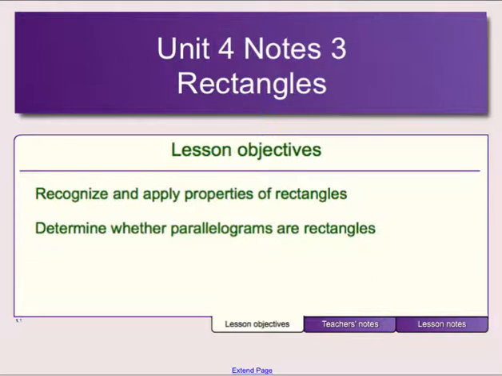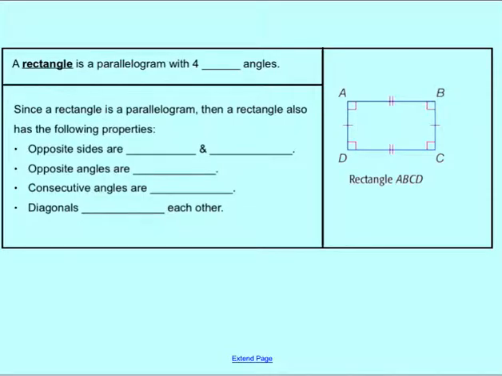So first of all, a rectangle is a parallelogram. Well, let's remember what a parallelogram is. Remember, in a parallelogram, all the sides are parallel. So the two opposite sides are congruent to each other. Also, their angles that are opposite are congruent to each other. Well, a rectangle is a parallelogram with 4 right angles. And I'm going to write it up here so that I can write it out big. So 4 right angles. Since the rectangle is a parallelogram, then a rectangle also has the following properties.